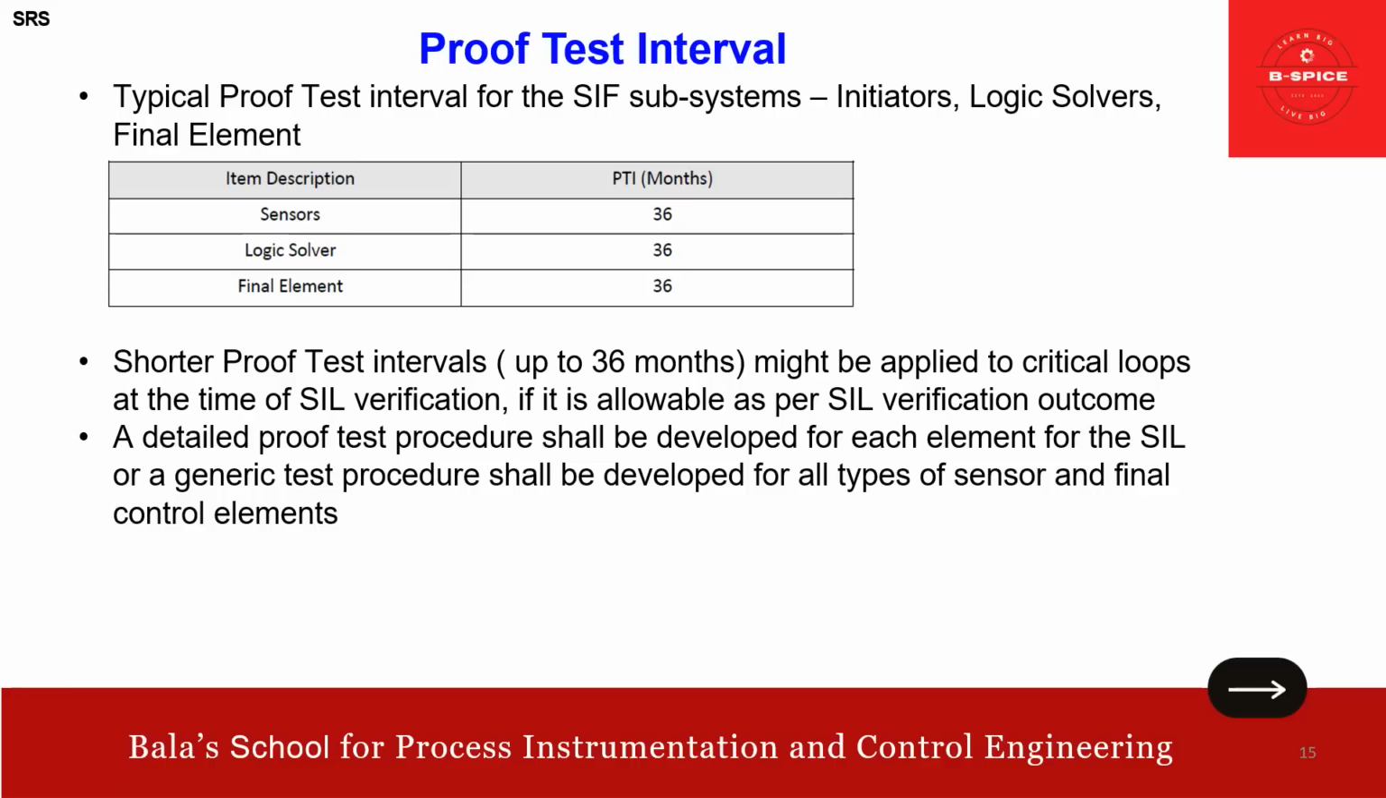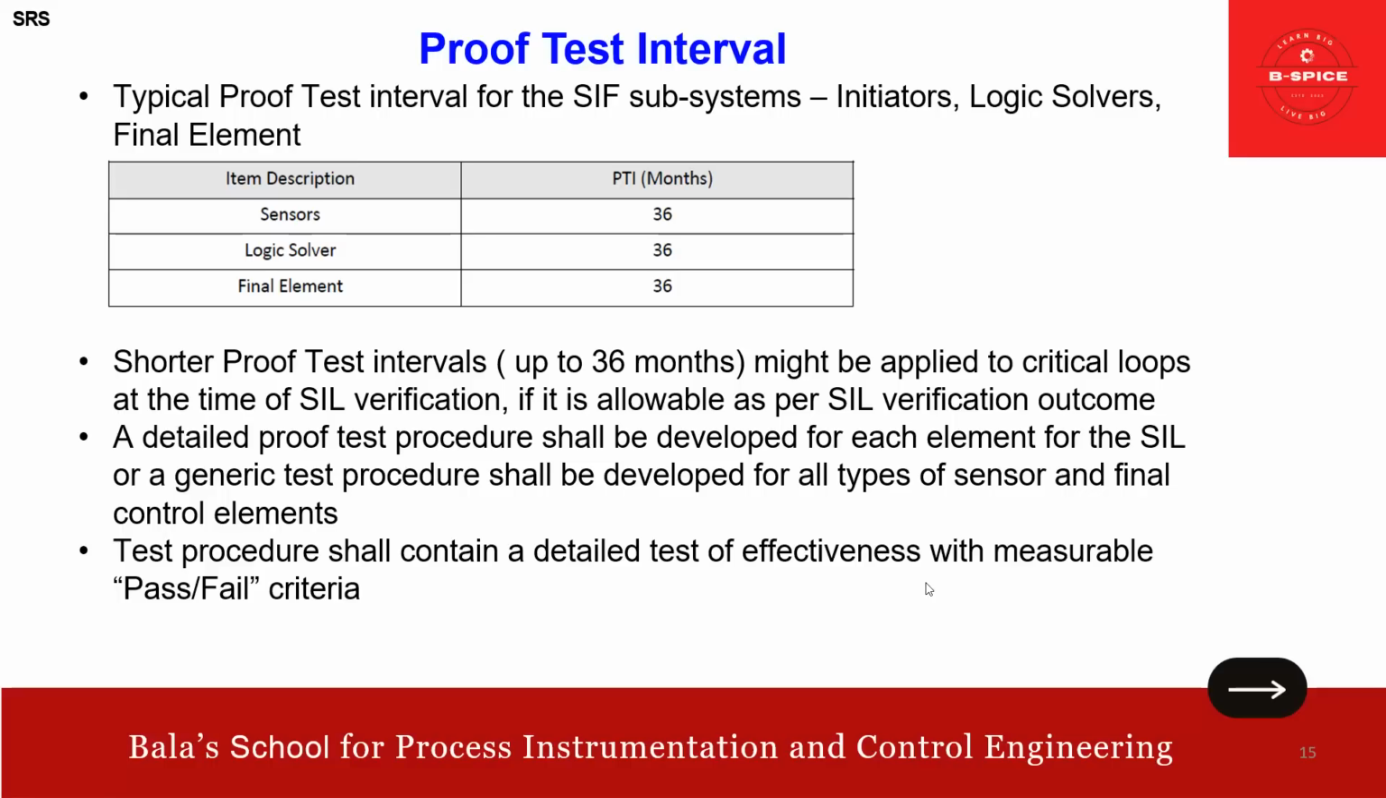Okay, friends, right. So now we have seen the proof test interval. Okay, so the test procedures, the test process, I think we have missed out this, right? A detailed proof test procedure shall be developed for each element of the SIF, or a generic test procedure shall be developed for all types of sensor and final control element. This is another point actually. A test procedure we need to develop. All these should be part of the SRS.